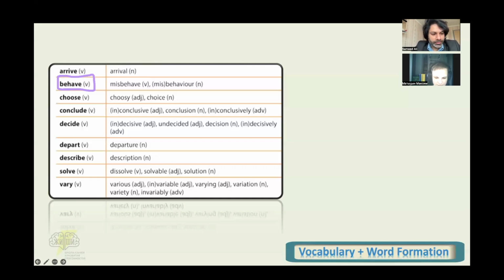Depart. The part, to leave. Depart means leave. Okay, I remember. Solve. Vary.